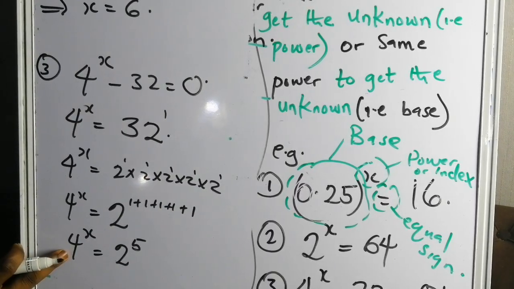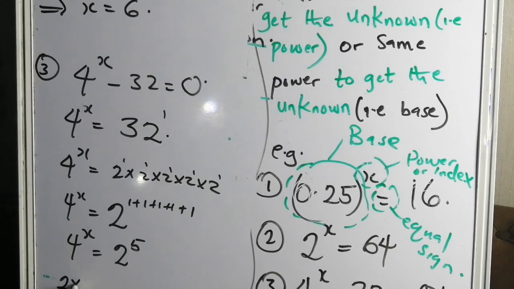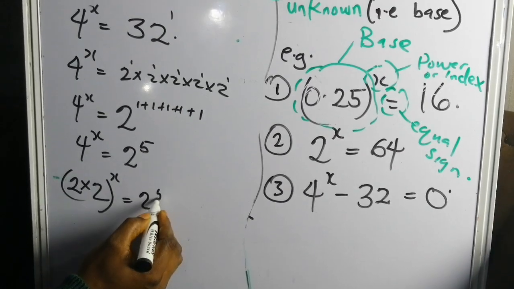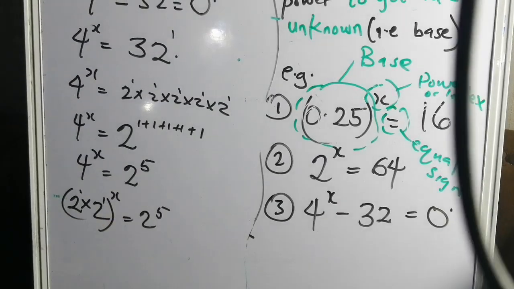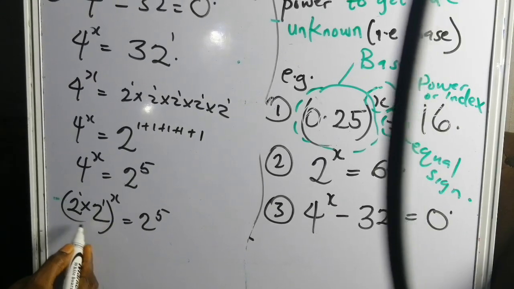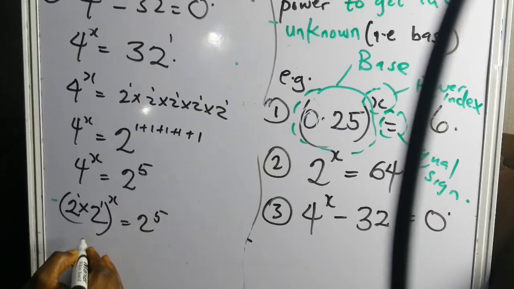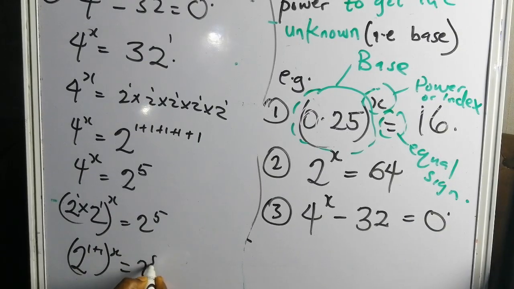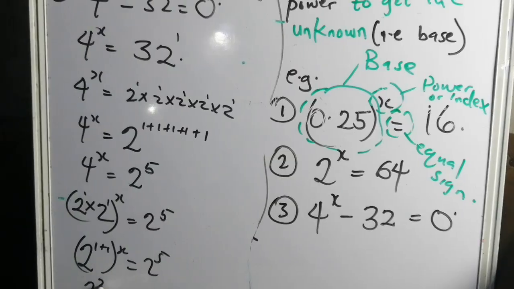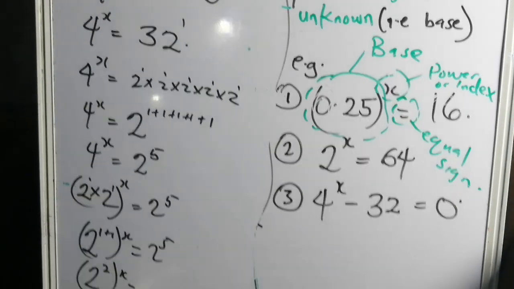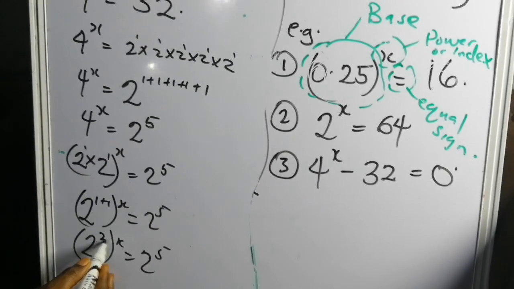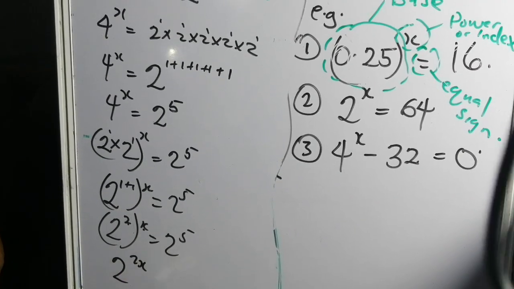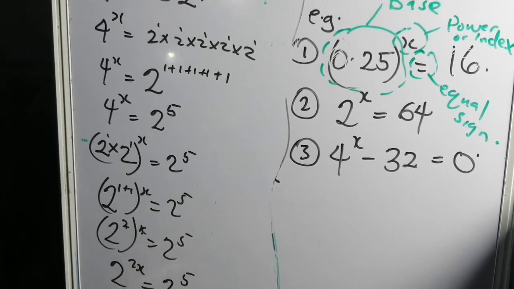Now don't forget, this 2 is different from 4. I can still simplify this. 4 is the same thing as 2 times 2, raised to power x equals 2 raised to power 5. This is 1, this is 1. Indices, multiplication law. Pick one base, add the power, 1 plus 1. So this is 2 raised to power 2, all raised to power x, equals 2 raised to power 5. 2 times x will give us 2 raised to power 2x, which is equal to 2 raised to power 5.